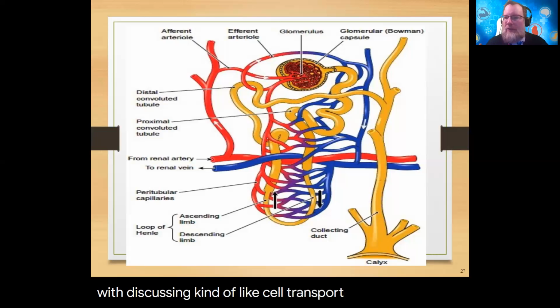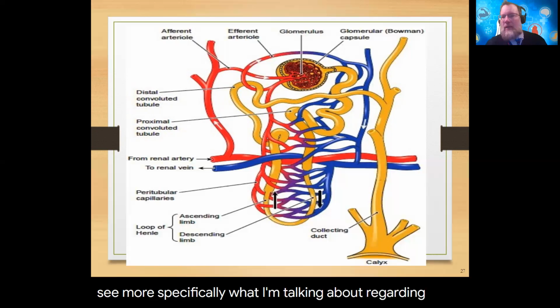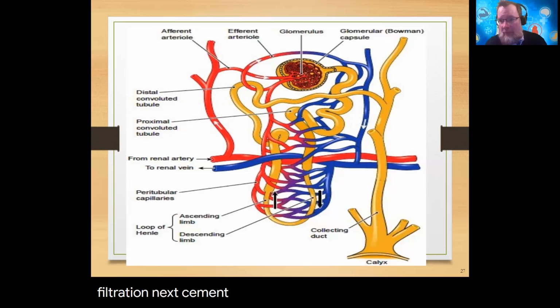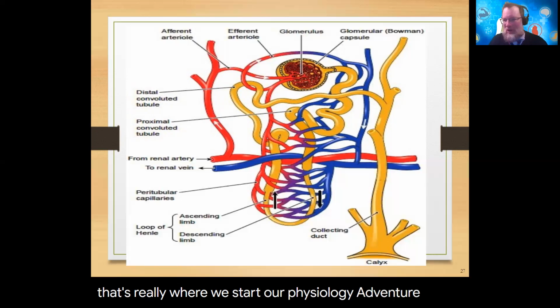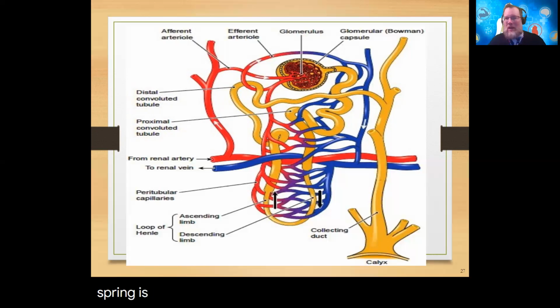And next semester, we start the semester off with discussing cell transport mechanisms, like how does diffusion work? How does osmosis work? How does active transport work? How does filtration work? So we'll see more specifically what I'm talking about regarding filtration next semester, almost right off the bat.